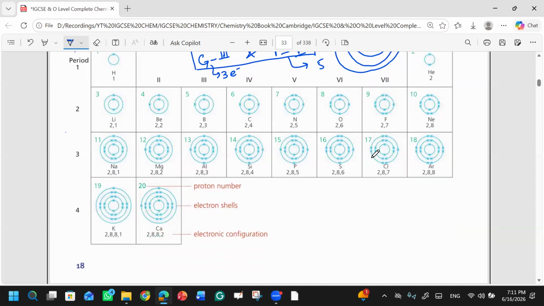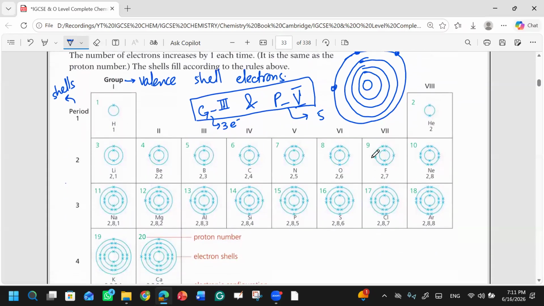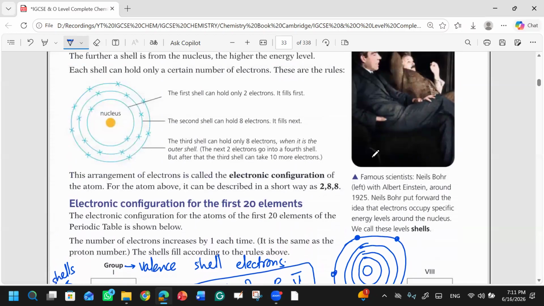Okay, fine. We discussed the electronic configuration. What is electronic configuration? It is how many electrons each shell can hold. The first shell can hold two electrons, the second can hold eight, and the third can hold eight, but the fourth and after that can hold more. Simply, electronic configuration tells us about the arrangement of electrons in the shells.